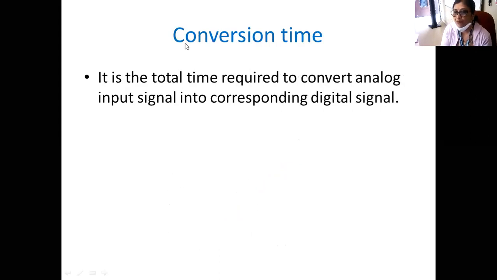Now let us go to the next parameter, which is nothing but the conversion time. Conversion time is also an important parameter of analog to digital converter. It is very simple to define this. It is the total time required to convert analog input signal to its corresponding digital signal.